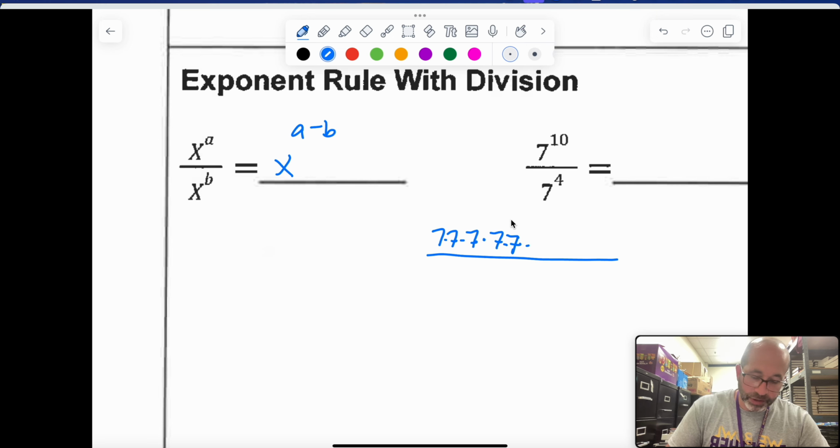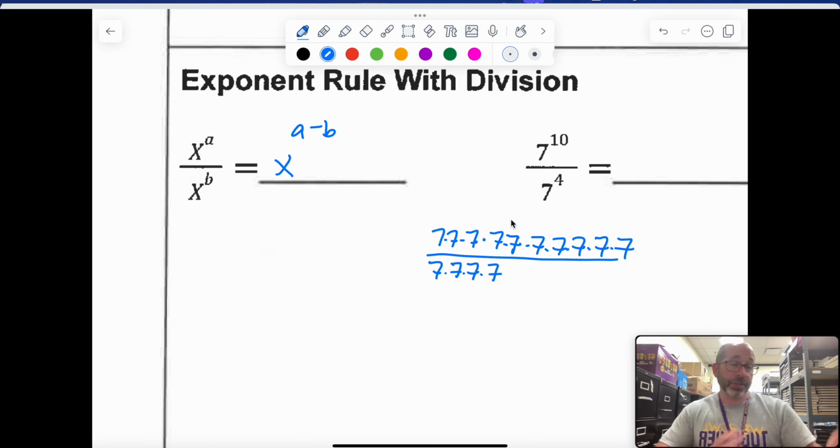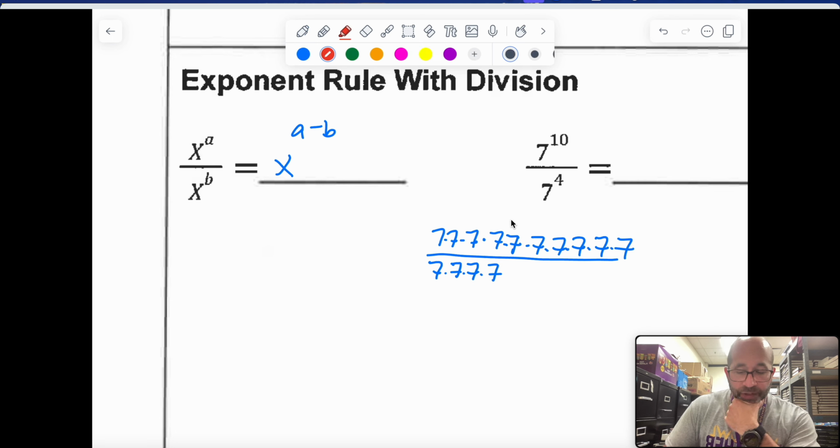7 times 7, that's 6, 7, 8, 9, 10, right? 7 to the 4th power is like writing 7 four separate times. So now what I'm going to do is think about what each one of these actually equals.